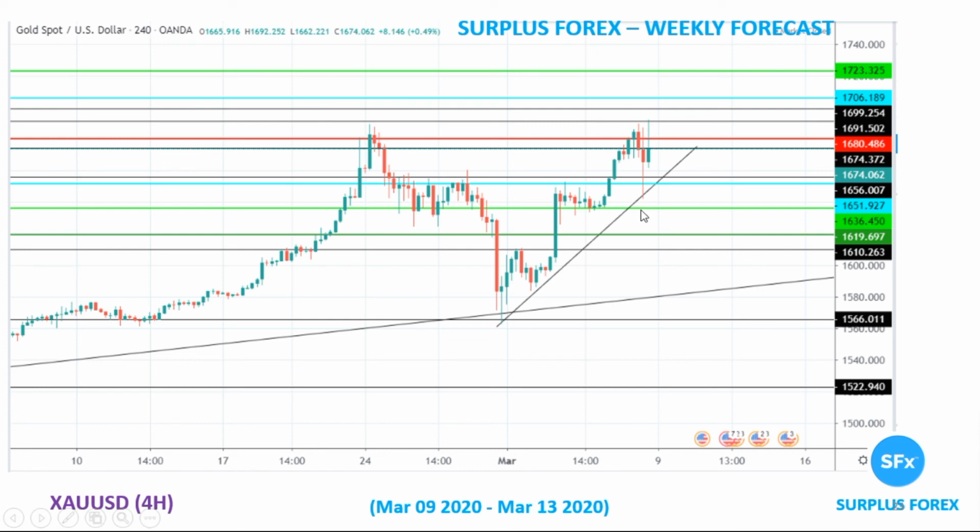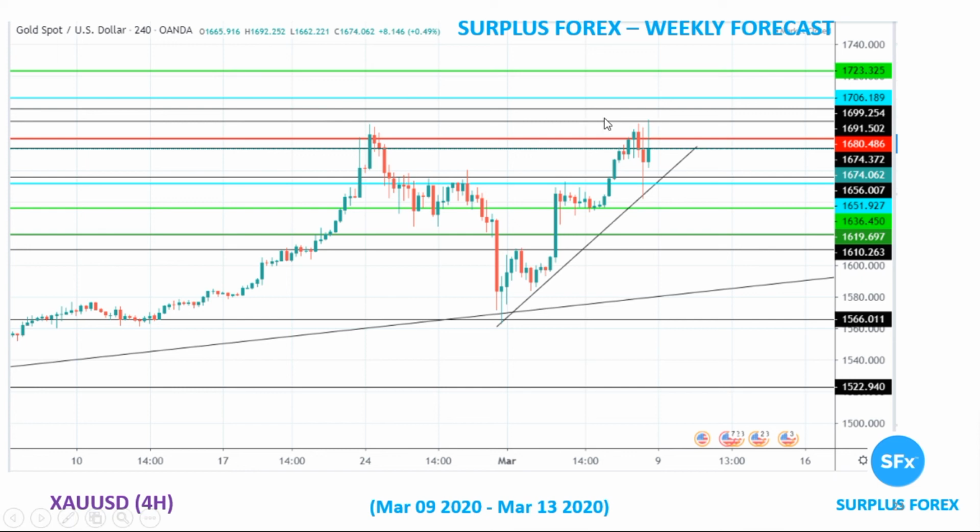So taking that into account, if it falls below 1651.92, I'm taking my entry here, keeping my first target at 1636 and second target at 1619. And if it continues rising from here, then there's an old resistance of 1699.